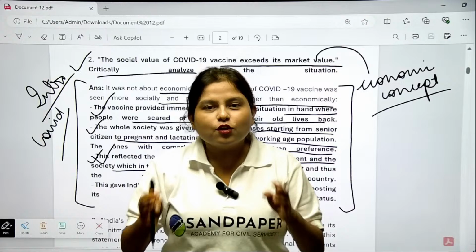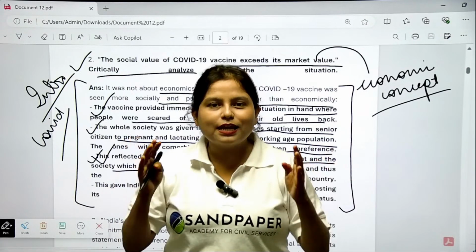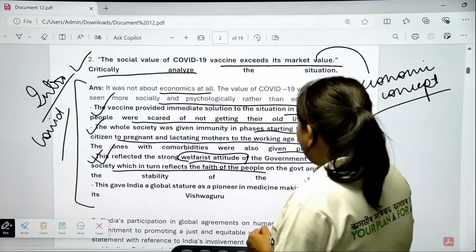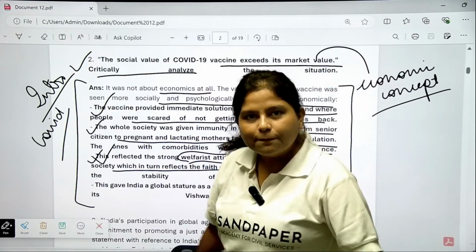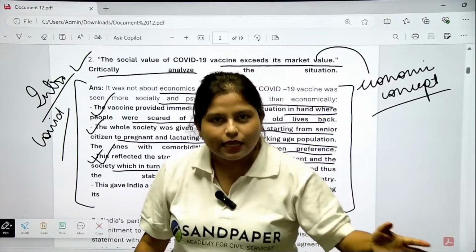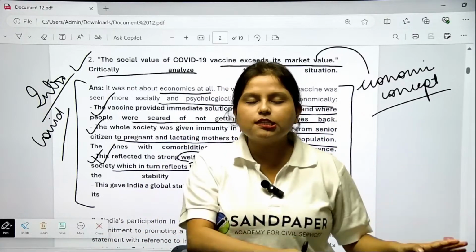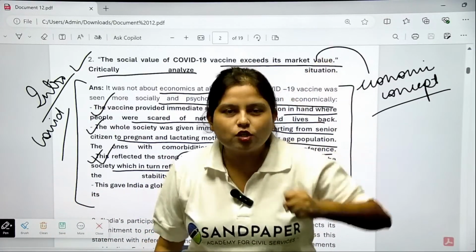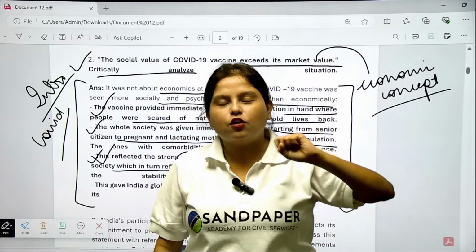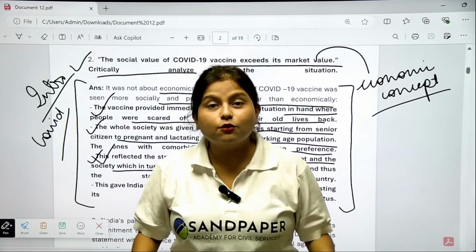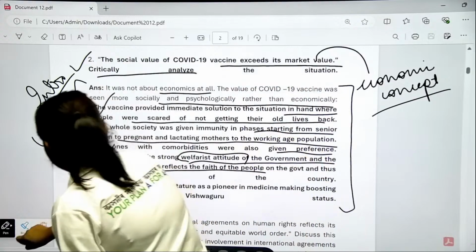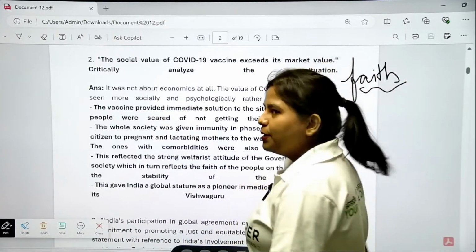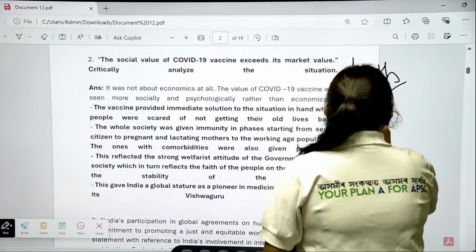So what does this reflect? This reflects that India as a state is a welfare state. We can show our strong welfareist attitude, and the society, which in turn reflects the faith of the people. It means that when our government declared that it would give first to senior citizens, then to those with comorbidities, we did not protest, asking why senior citizens were given first and why not us. We have not done that. Why? Because we have faith. Because we have faith in our government. Our faith in the government is a sign of a stable political society.